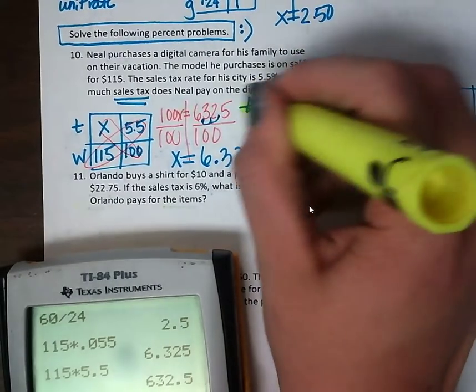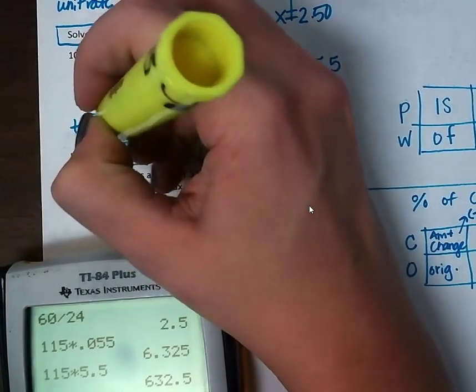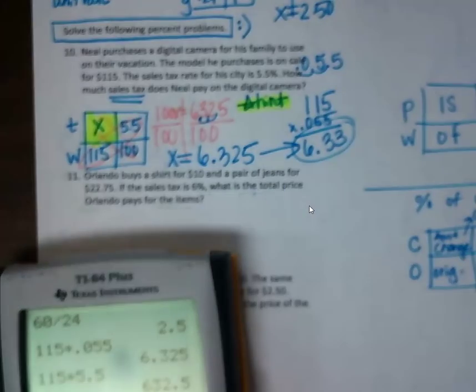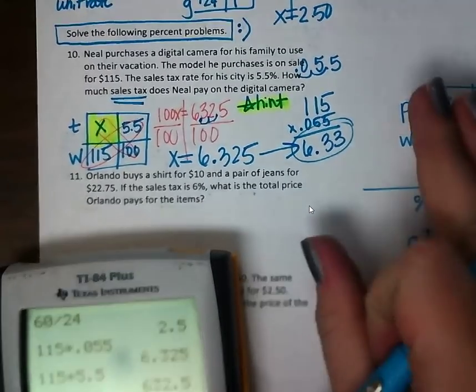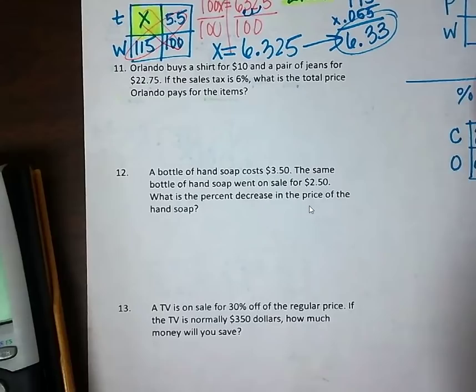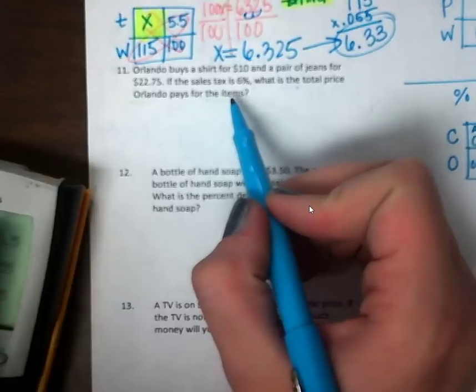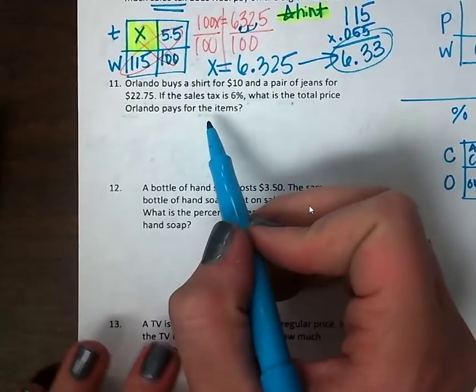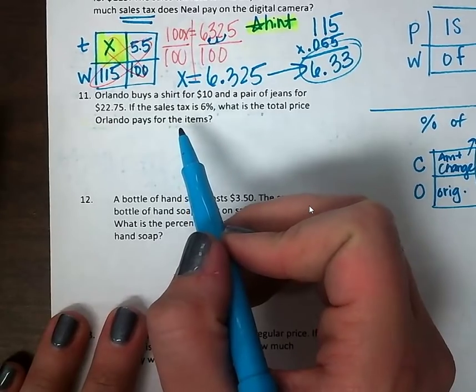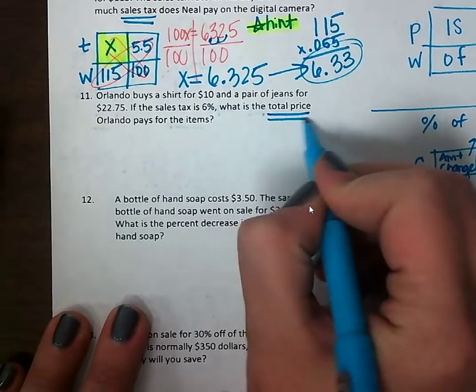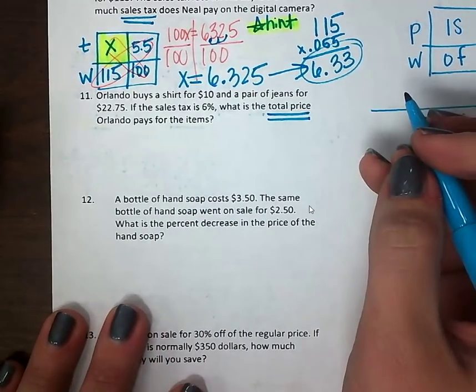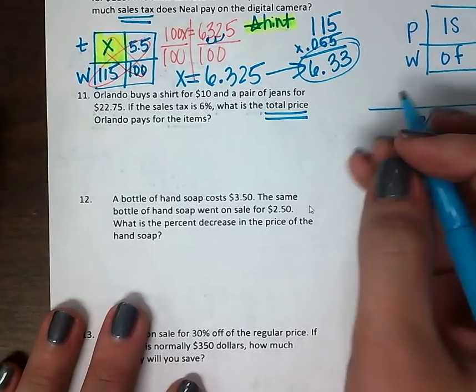And remember, we can use the hint whenever we are finding the part, and that's very much a real world way to find that. So Orlando buys a shirt for $10 and a pair of jeans for $22.75. If the sales tax is 6%, what is the total price? So we definitely need to maybe think about how many steps are going to be here.